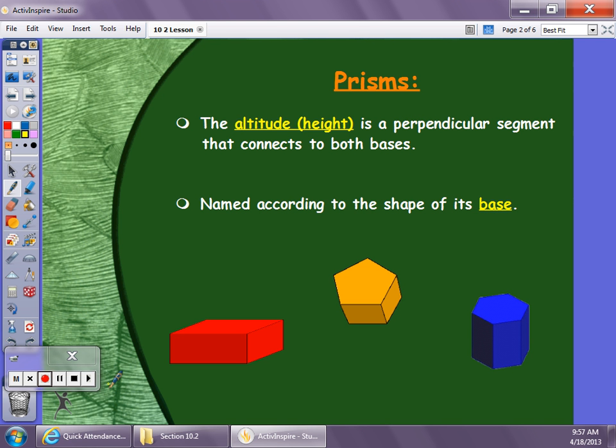So the figure on the left is our rectangular prism that we talked about yesterday. The figure in the middle has pentagons as bases, so this is a pentagonal prism. And then the figure on the right has 6 sides for the bases, which makes it a hexagonal prism.